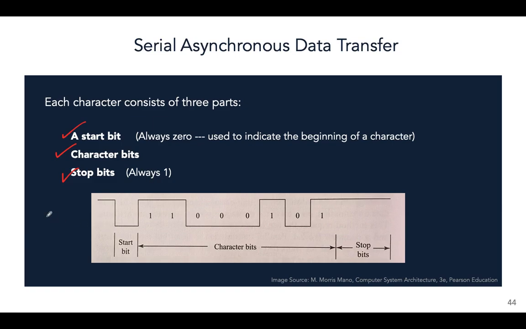Now, this is a diagrammatical representation of this kind of transfer. So earlier, your line is here, and then there's a start bit. Like we said, it's always 0, so the start bit becomes 0. And then there are the character bits. These are all the character bits. And then there are the stop bits at the end of the message.